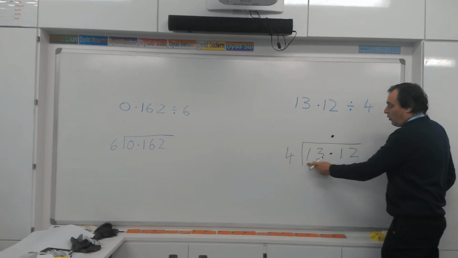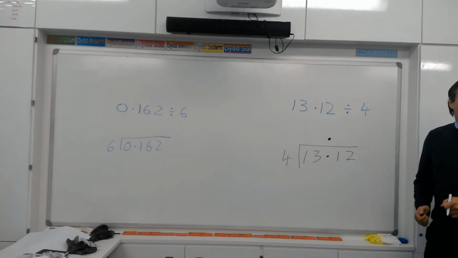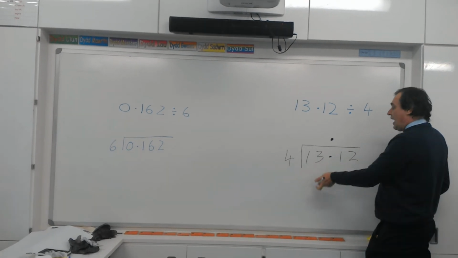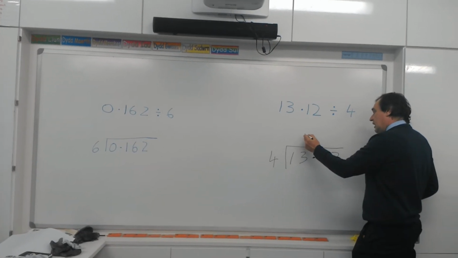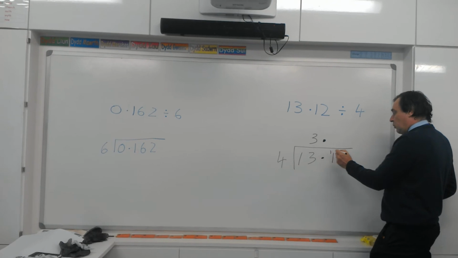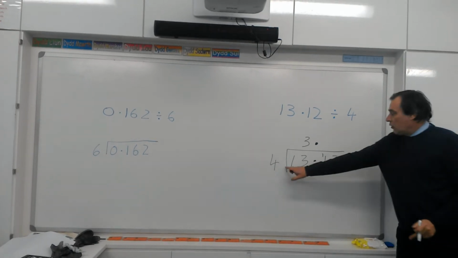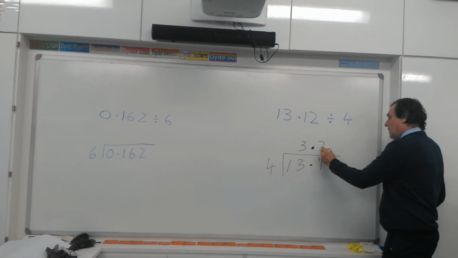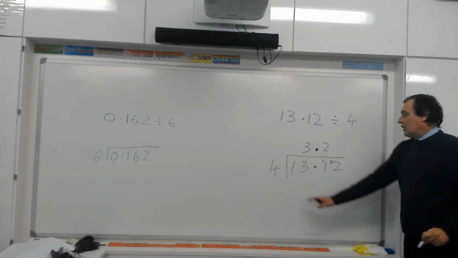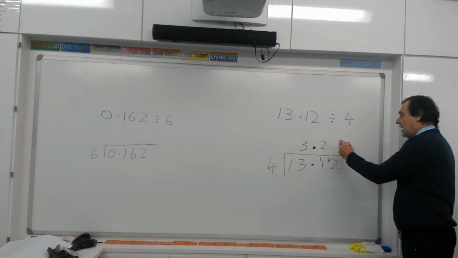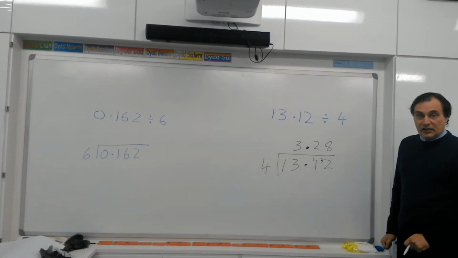How many times does 4 go into 1? It doesn't, so we have to move on to 13. How many times does 4 go into 13? It goes 3 times with a remainder of 1. How many times does 4 go into 11? Twice with a remainder of 3. And how many times does 4 go into 32? Exactly 8 with no remainder.